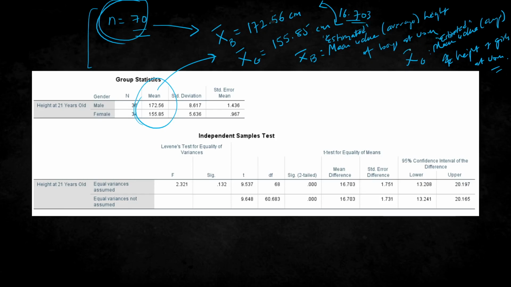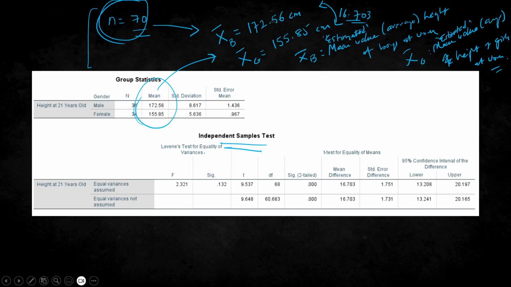So based on our estimates, based on our sample of 70, we find that there is a difference, but we want to know whether this result is likely to be true or not. So for this, we look at the independent samples t-test. Now, one thing to note is that when we get the output from our SPSS software, it actually includes Levene's test for equality of variances.